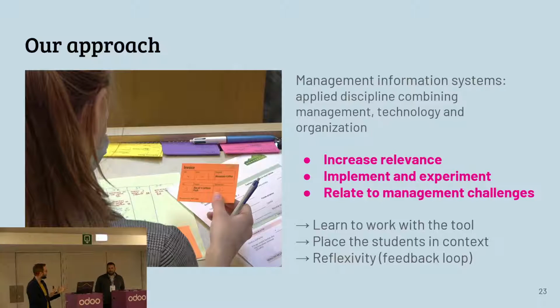This is an applied discipline where we use management, technology, and organization. So we have to show them aspects of these 3 elements. Our goal was to increase the relevance of the class, to have them implement and experiment with real business information systems, and understand the way these systems are linked to management challenges. Because we have management students, and we want them to understand the management problems, not the technological or infrastructure issues. So we want them to learn how to work with the tool, to put it into context, and to receive feedback on what they do in the class.